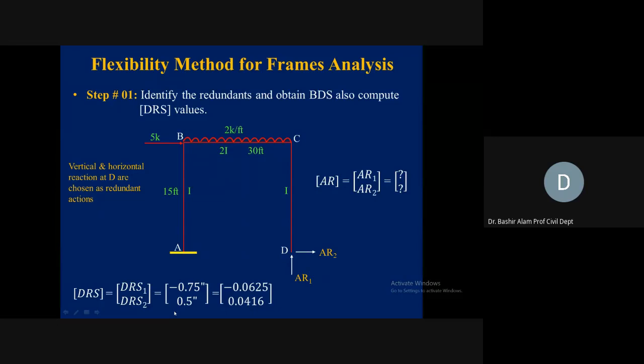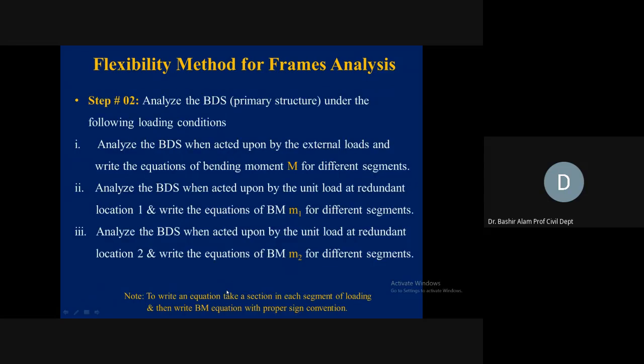Now, as we will be using kip and feet units, so we convert them into feet. So 0.75 divided by 12, it is giving us 0.0625, and 0.5 divided by 12, it is giving us 0.0416. Step number 1, here we have labeled our unknown redundant actions, and corresponding to them, we have recorded the displacement values.